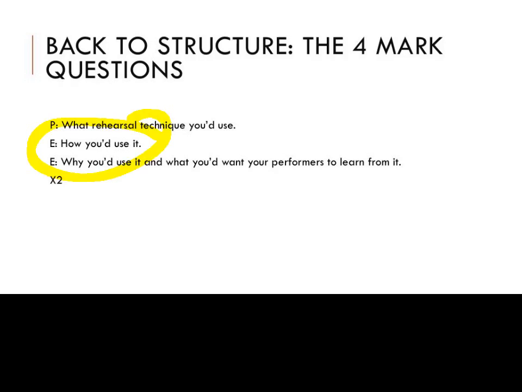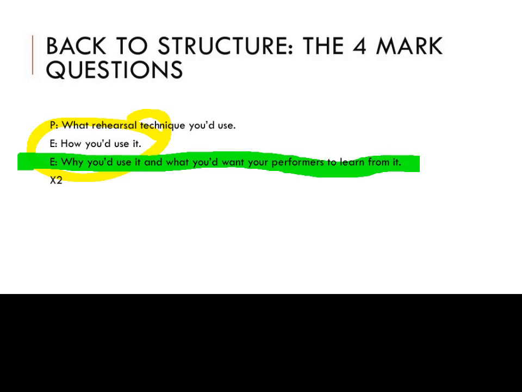That could be brought together into a compound sentence using a connective, or you could separate that out into two simple sentences. Then we're going to expand on that even further in our explanation and think about how you'd use it, or why you'd use it even, and what you'd want your performers to learn from it. That's where the big money is. That's where the marks are to be found in that phase there. But if you haven't done the point and the evidence as well, then your explanation is not going to have much depth to it.